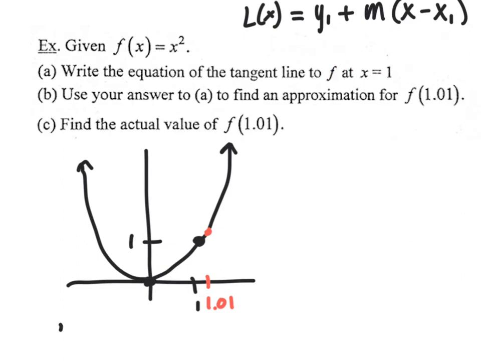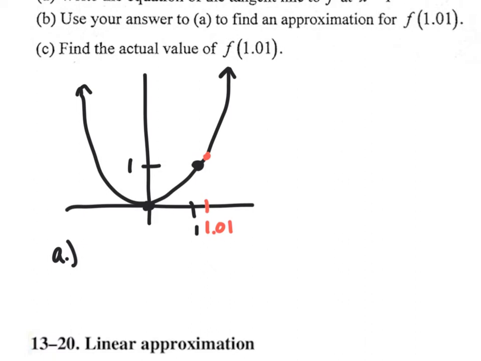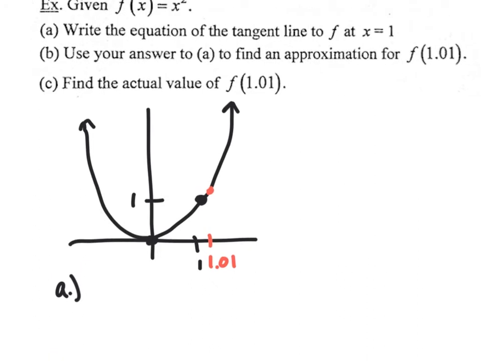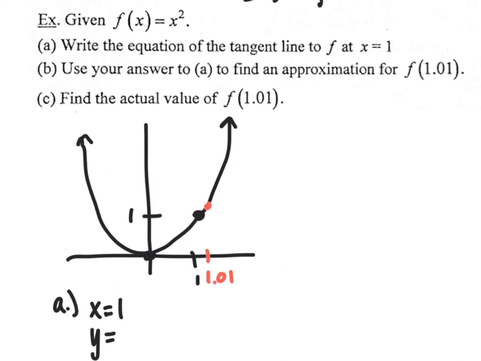So part A, if we're trying to write the equation of a tangent line, remember we need an x value, which is 1. We need a y value. And so I know that if we plug in, say, 1 into our function, 1 squared is just going to give us 1. Now we need a slope here, a slope at 1, and the slope of the tangent line.